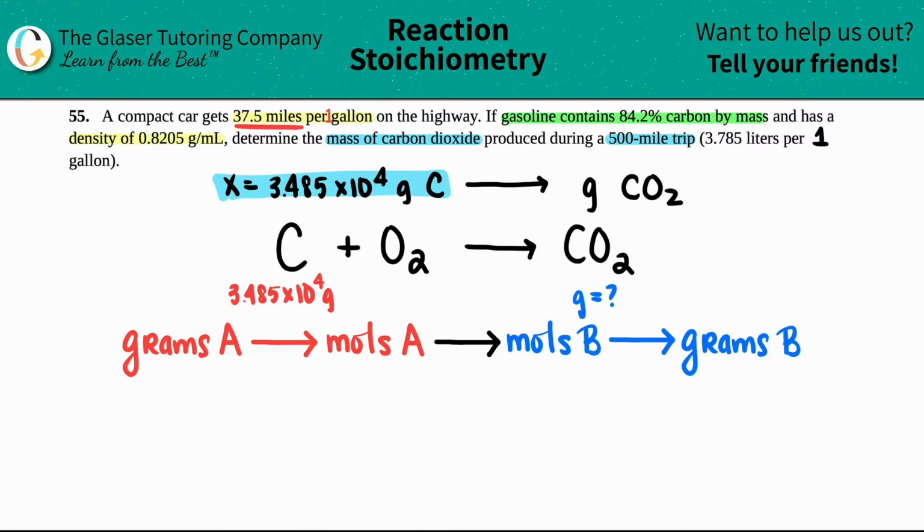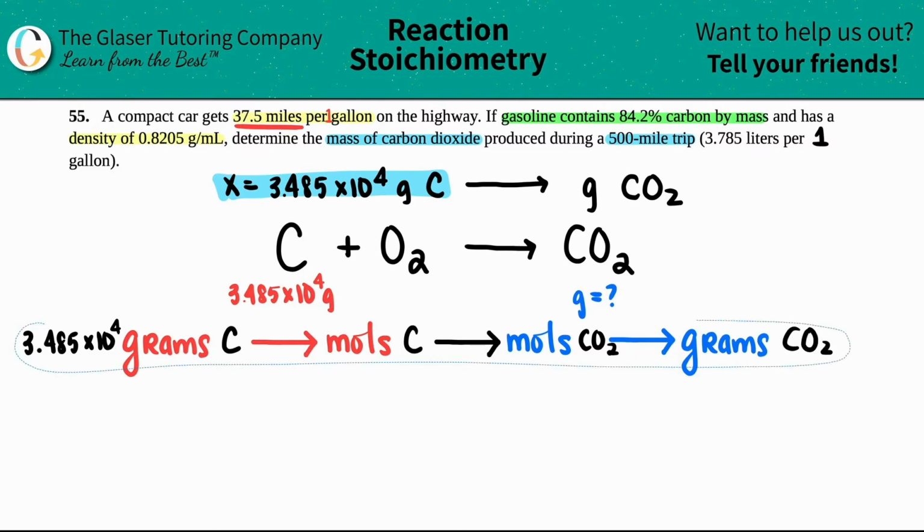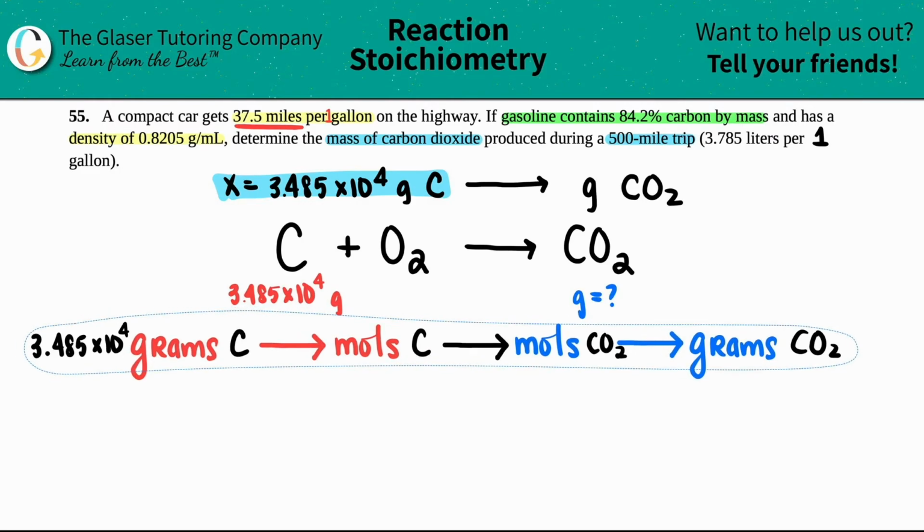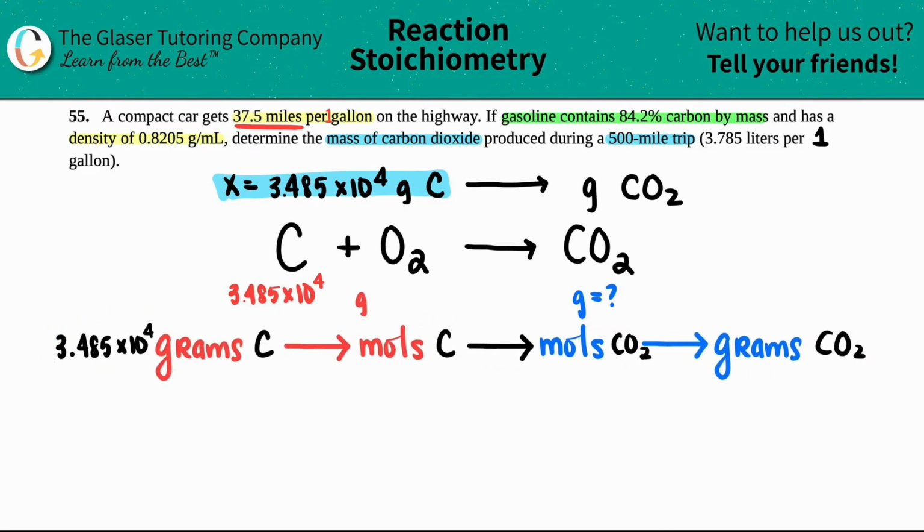This is what we're starting with. So I'm going to strip away my A's, which just means the starting compound or element. In this case, it's just carbon, and I'm going to start with 3.485 times 10 to the fourth. And the compound that I want to go to, which is generically labeled as B, is CO2.